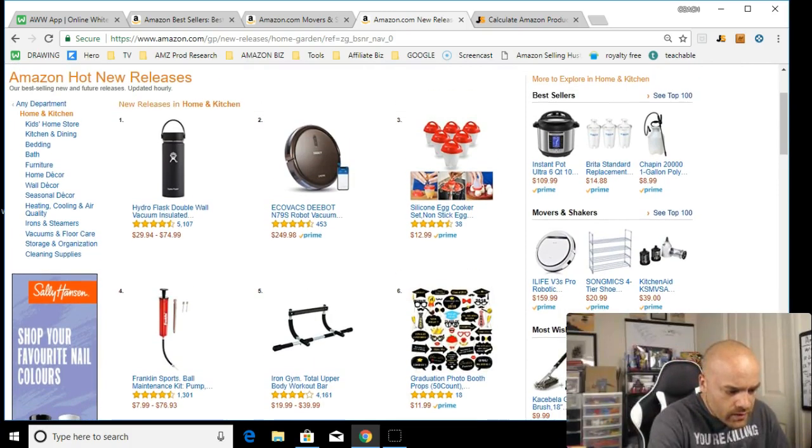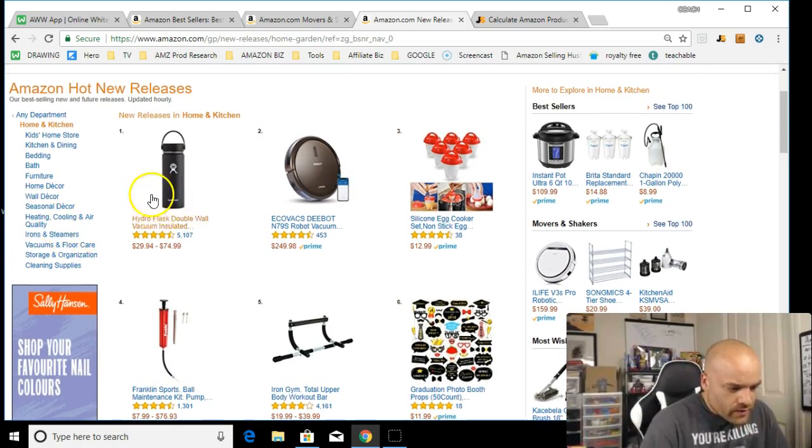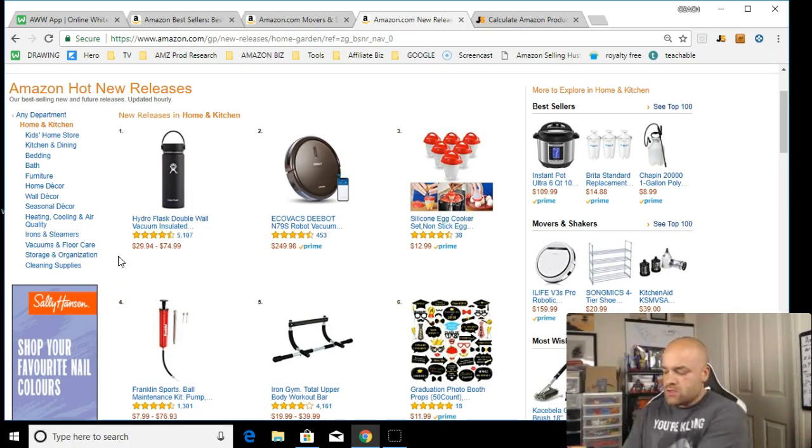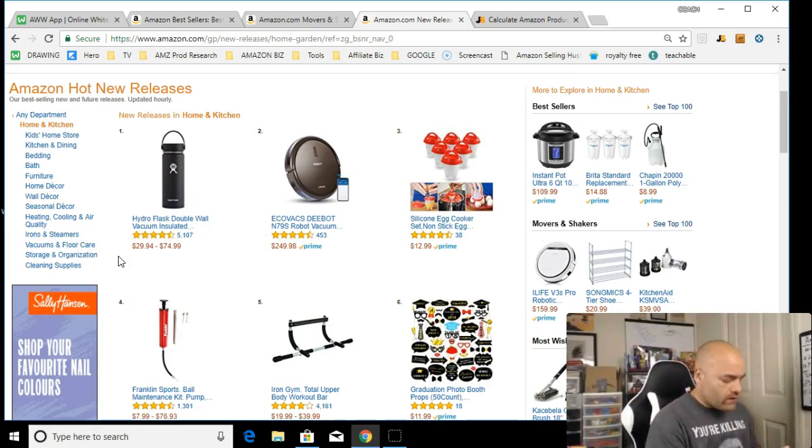So we've got $29.99. This one falls at $29.94. Okay, it's a Hydro Flask double wall. So the first thing we're going to write down is the product keyword. Okay, that's the first thing we're going to write down.